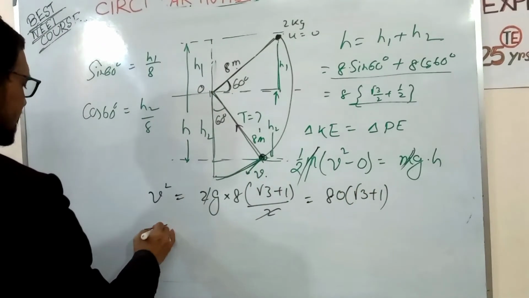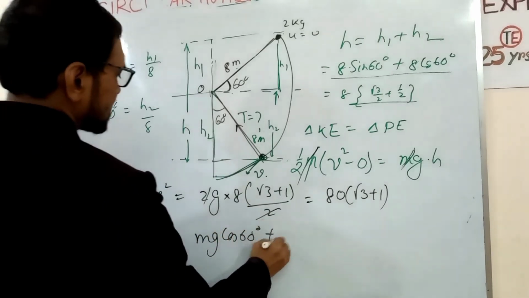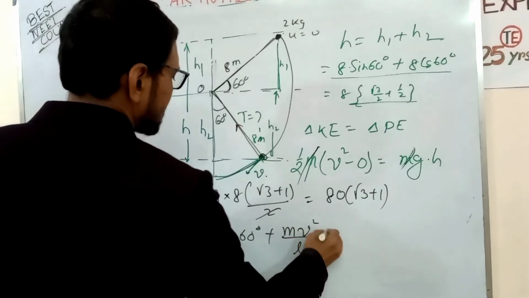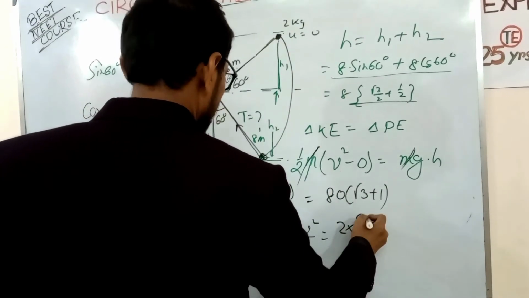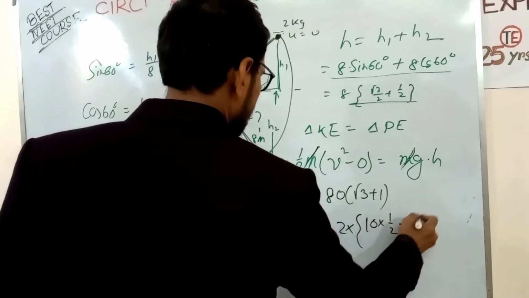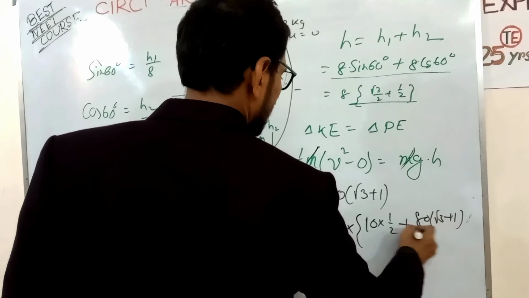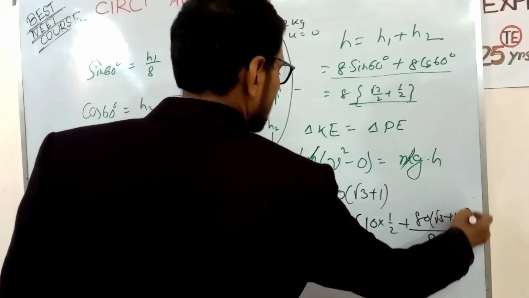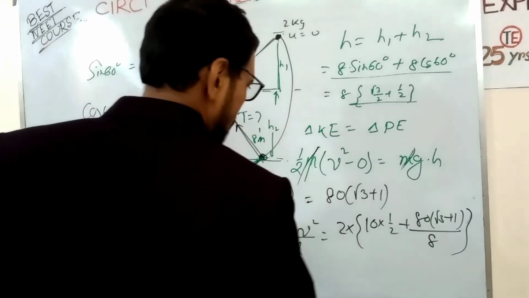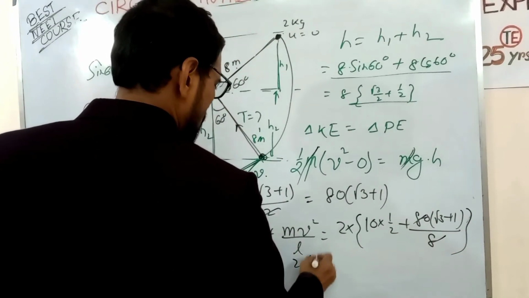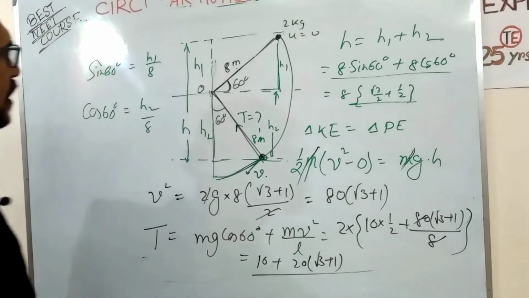Now what is the tension at this point? It will be mg cos theta plus m v square by l. Now m equal to 2 kg, g equal to 10, cos 60 degree is half, plus v square equal to this, divided by l equal to 8 meter. So this is the answer. Calculate this, and you solve it this way.